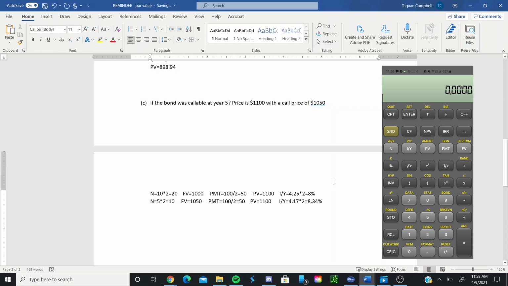Okay, so which reminds me, this is 8.5%. Sorry about that for the original one. Okay, so now that we're done, this is the answer right here. I'm highlighting in yellow.